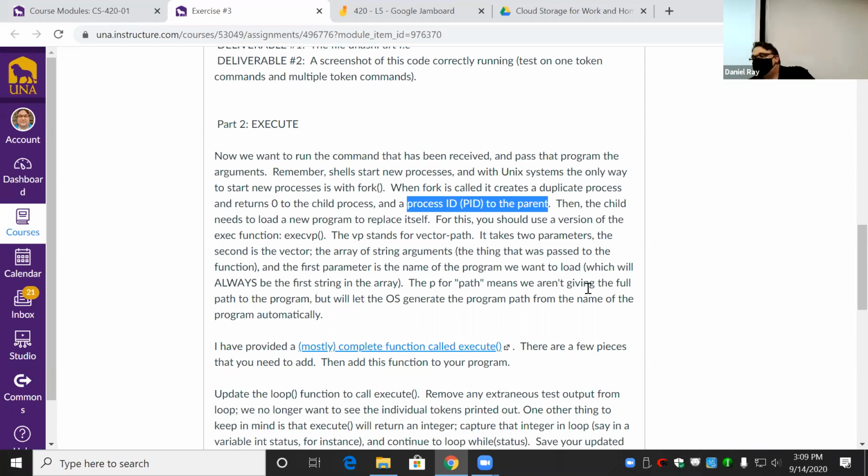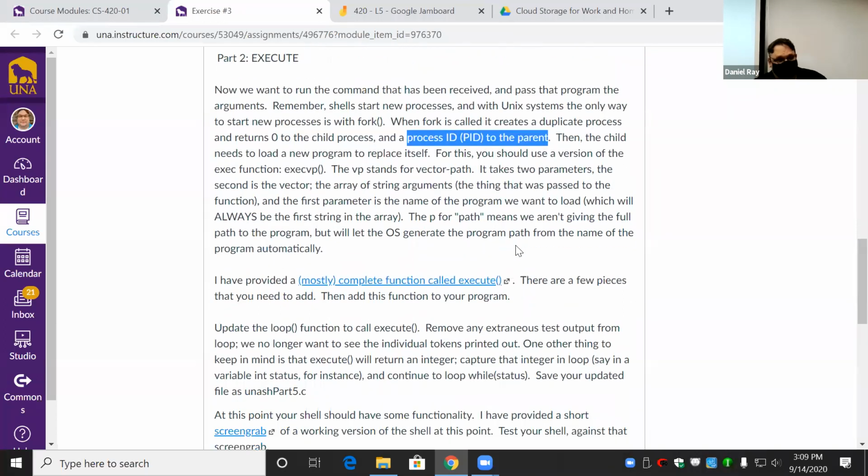Which means that you need to overwrite yourself with whatever it is that you're supposed to be. And the function that does that is execvp, okay? Exec function overwrites, changes the instructions for one program to become another, right? And VP stands for vector and path, okay? And there's more detail about that. The vector is the array of character arrays, and the path is just the name of the program, okay?